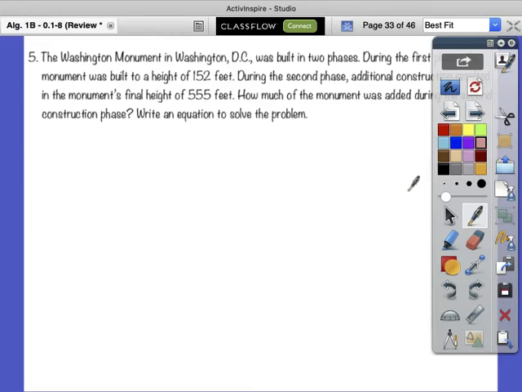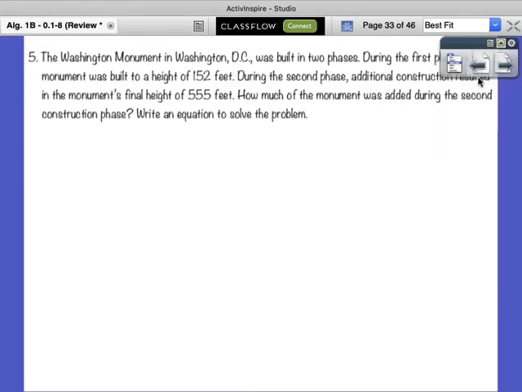The Washington Monument in Washington DC. You guys know what the Washington Monument is? The big tall one? It was built in two different phases. So part of it was built at a time and then they had to stop construction, and they built more of it. During the first phase, the monument was built to a height of 152 feet. During the second phase, additional construction resulted in the monument's final height of 555 feet. How much of the monument was added during the second construction phase? Write an equation to solve the problem.